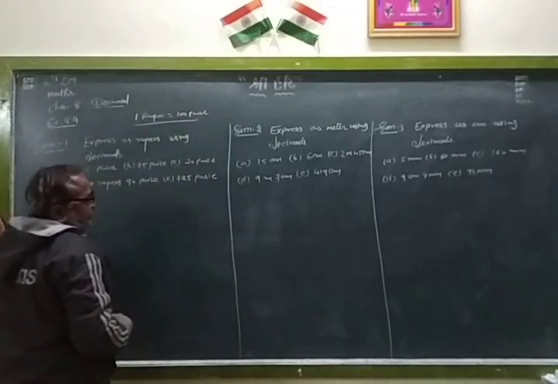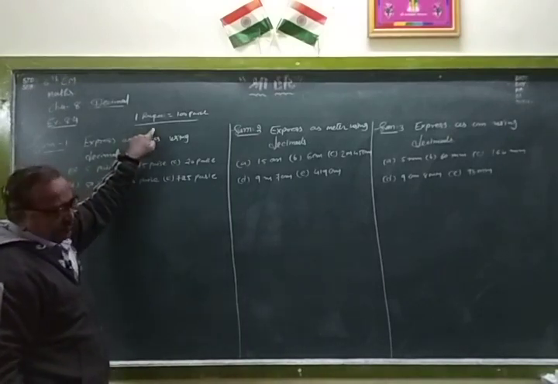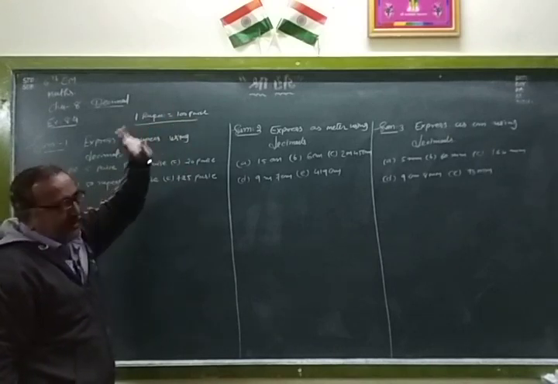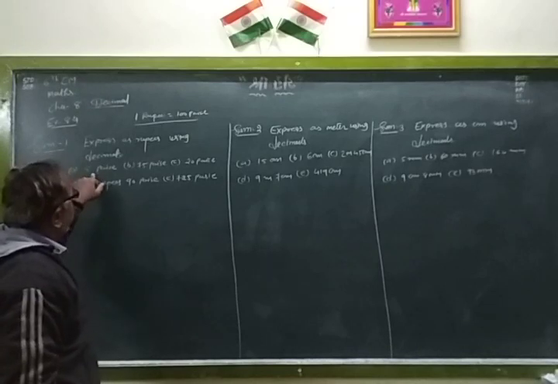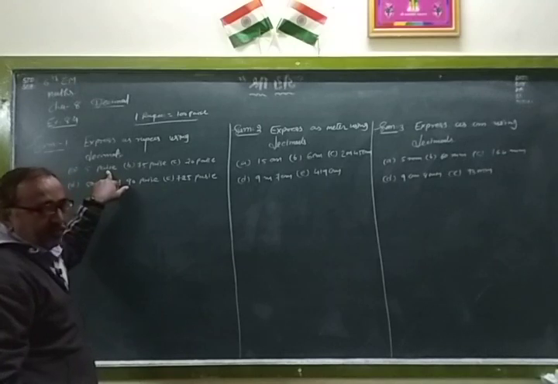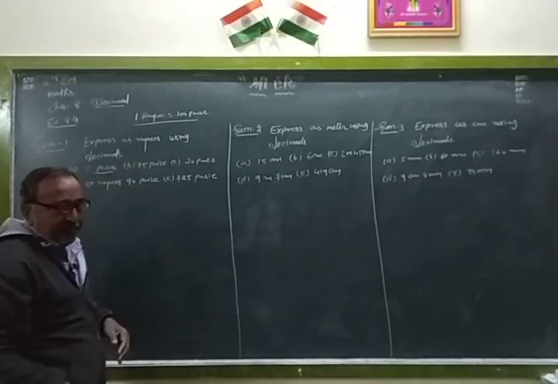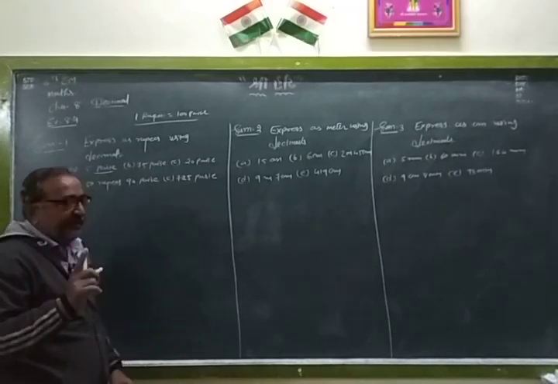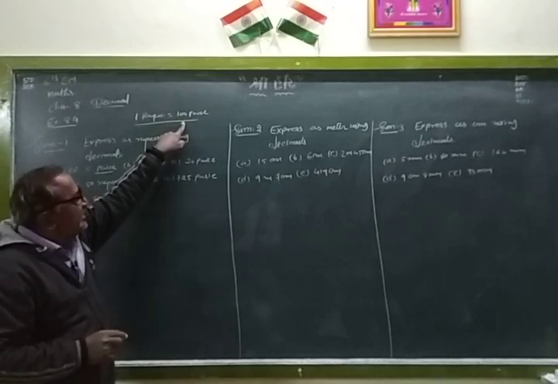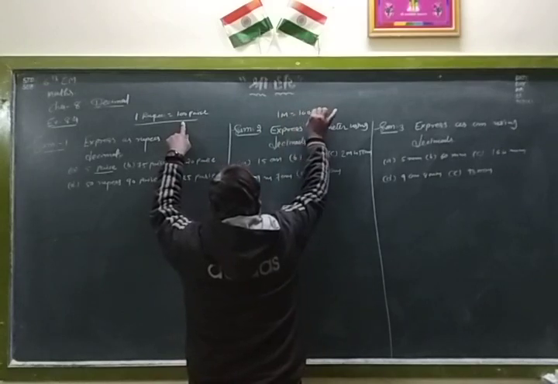This is the main relation, and we have to convert paise into rupees. If we want to convert rupees into paise, we have to multiply by 100. But if we have a smaller unit and want to find the bigger unit, we have to divide. When we convert a smaller unit into a bigger unit, we divide by the main relation of rupees and paise. Like this, here 1 meter is equal to 100 centimeter.